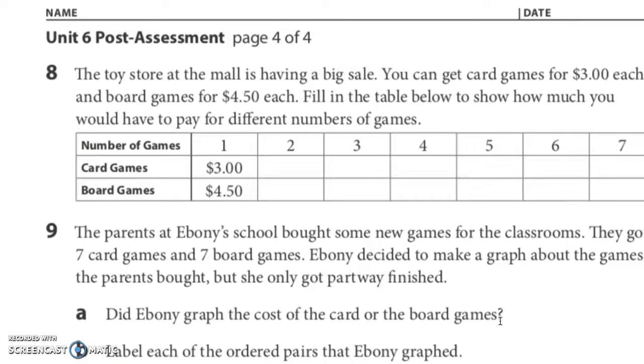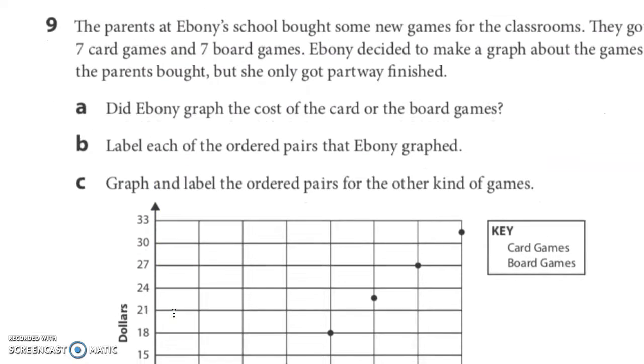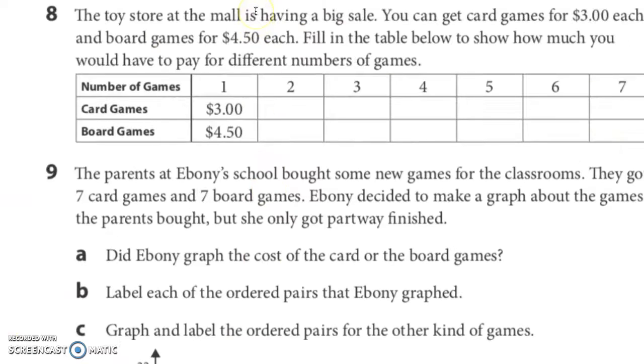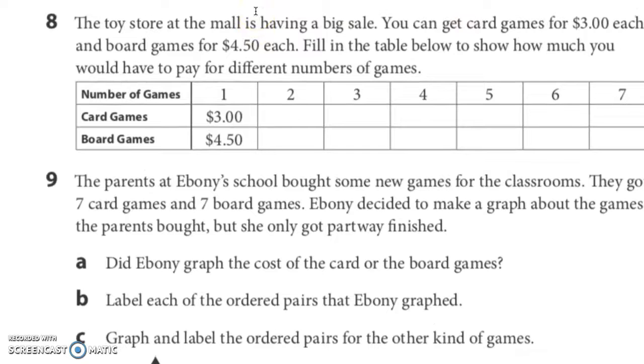Number 8, if you remember, is filling in the ratio table and showing that you understand that ratio table. And number 9, again, is a question that goes along with the ratio table above. They all kind of connect, so make sure that you're looking at each problem. You'll see in number 8 it says fill in the table below to show how much you would have to pay for different numbers of games.